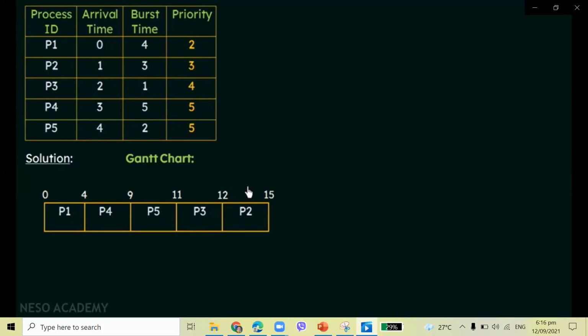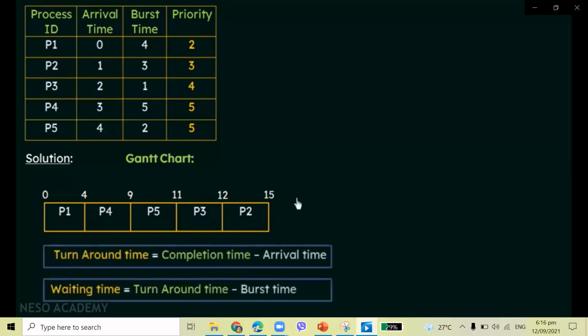Now what we have to do is calculate the average turnaround time and the average waiting time. In order to calculate that, first we have to calculate the turnaround times and the waiting times for this set of processes one by one. So let's see if we can recall the formula for that. So here is the formula.